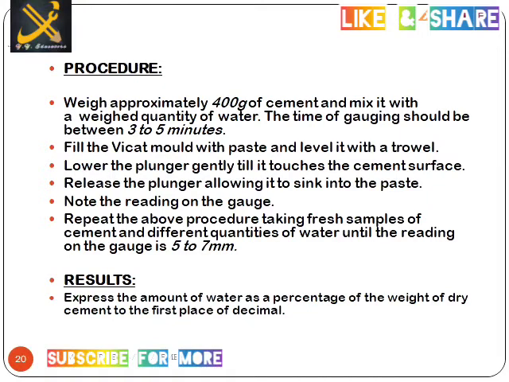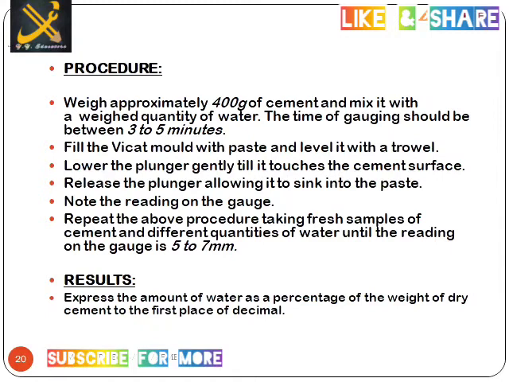Procedure is to weigh approximately 400 gram of cement and mix it with a weighed quantity of water. The time of gauging should be between 3 to 5 minutes. Fill the Vicat mold with paste and level it with the trowel. Lower the plunger gently till it touches the cement surface. Release the plunger, allowing it to sink into the paste. Note the reading on the gauge.